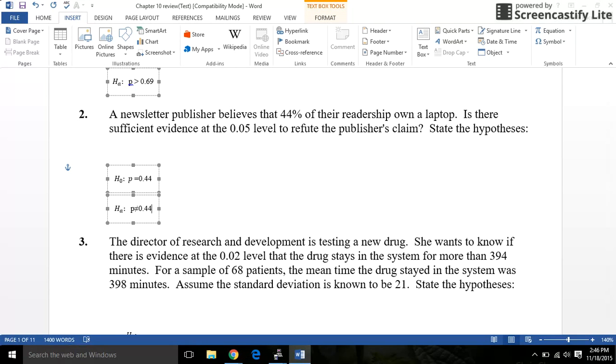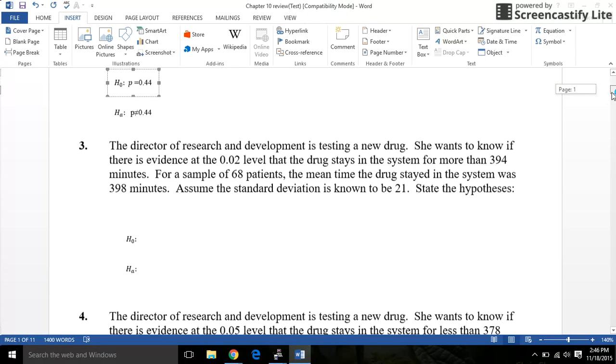How did I get that? Well, I know it looks like we're testing that he believes 44%, but in the world of statistics, the null hypothesis always has the equal sign. So in that instance, you put the not equals in the alternative, and you see what it does based on the conclusion.